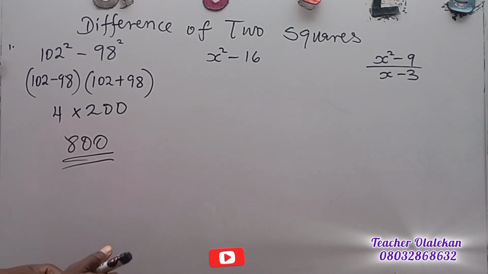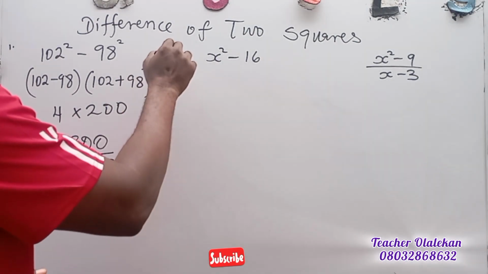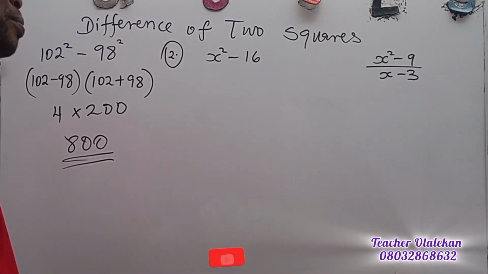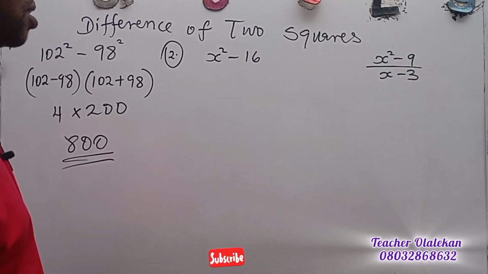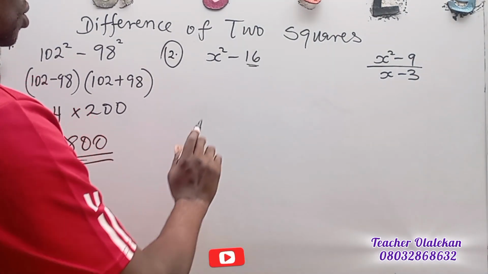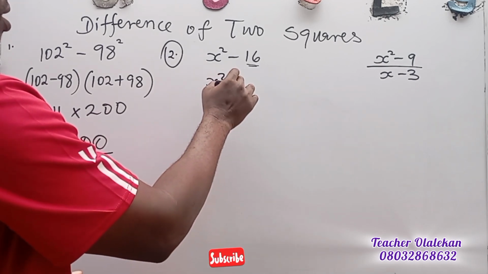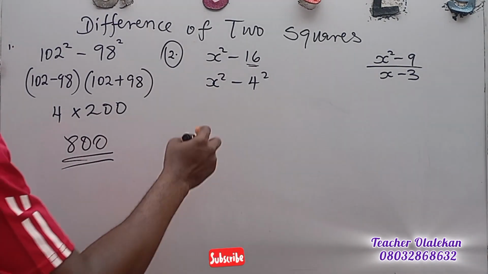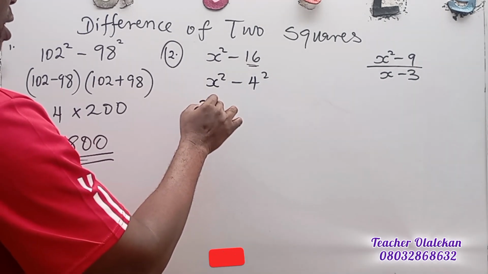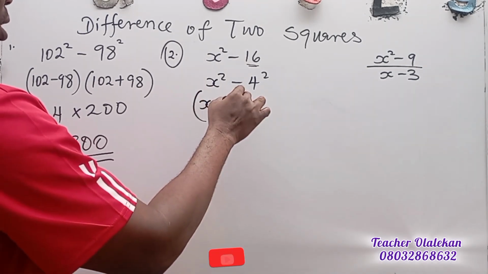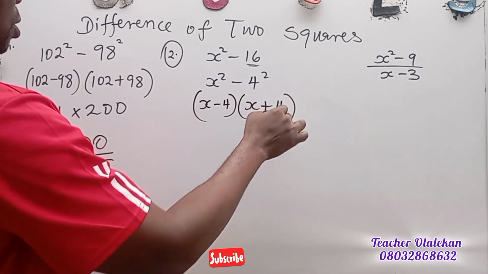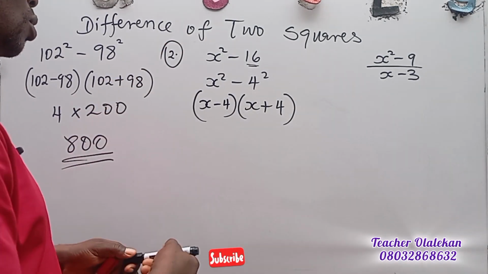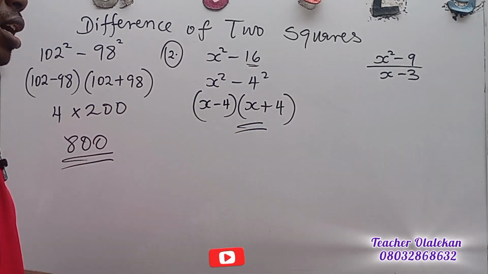So let's move to the second example. That is number 2, where we have x squared minus 16. So we can express this 16 as 4 squared, right? So that becomes x squared minus 4 squared. Then at this stage, we apply our difference of two squares. So that becomes x minus 4 and x plus 4. That is the factorization of this expression using difference of two squares. So this becomes our final answer.